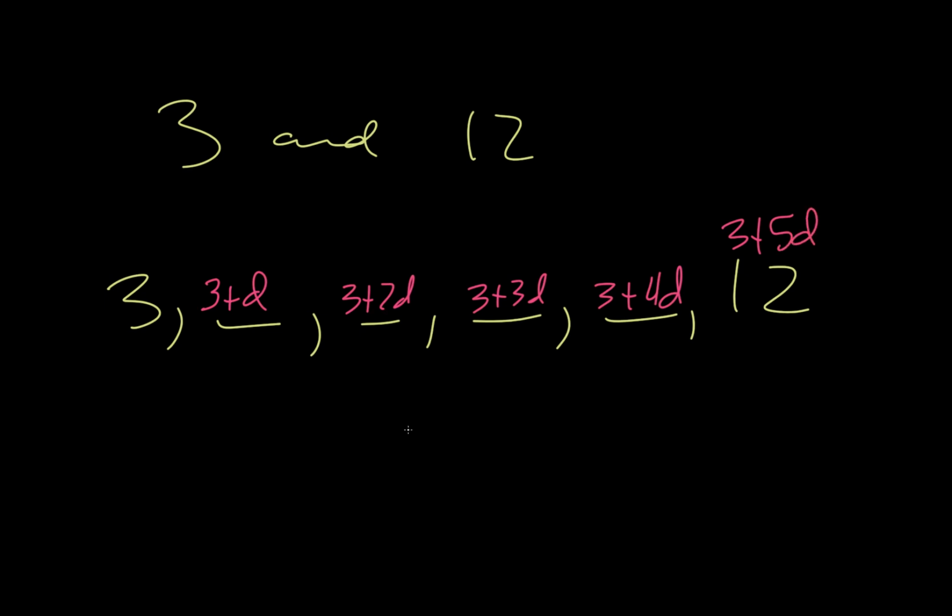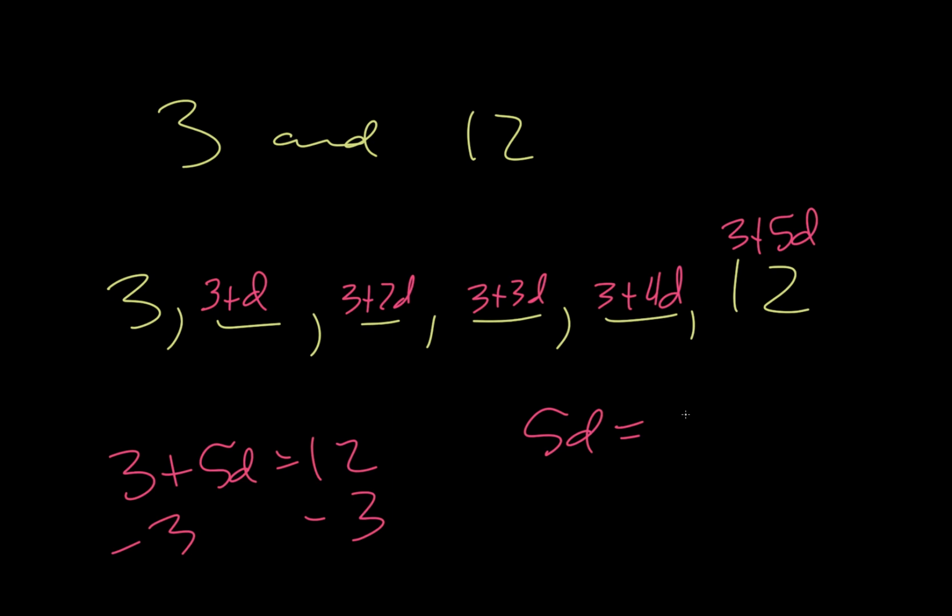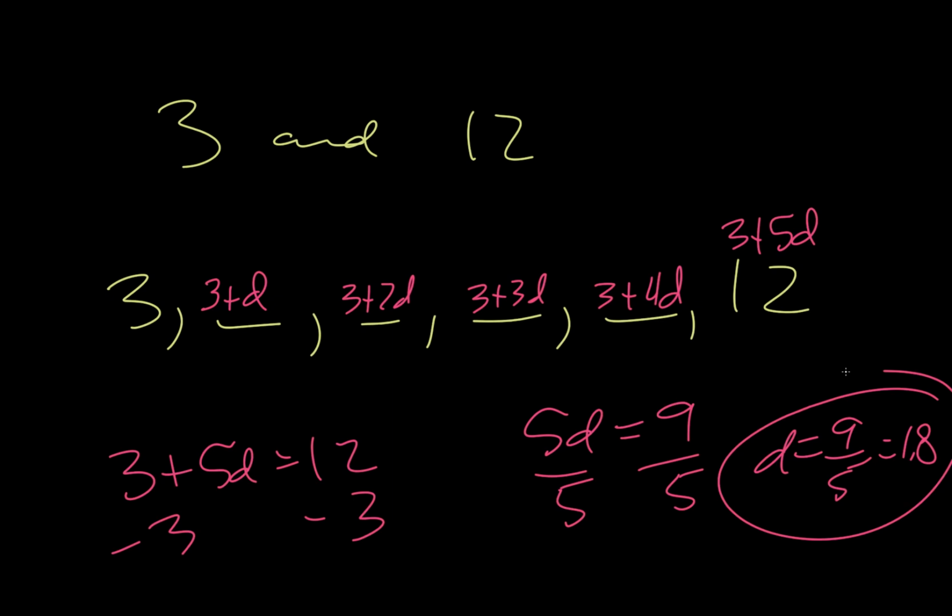Okay? Now, we know that 3 plus 5d is equal to 12 because they're the same thing. And so all we need to do is solve. So 5d equals 9. We divide both sides by 5. So d equals 9/5 or 1.8. That's all they wanted on that one.